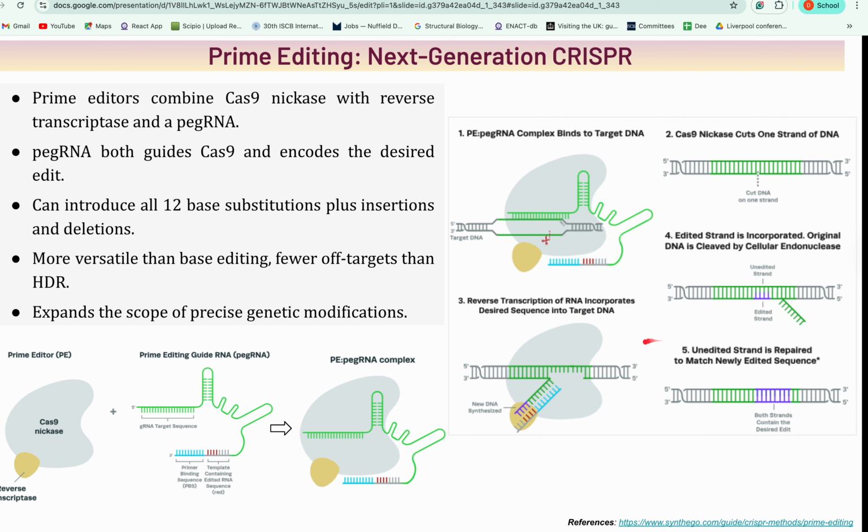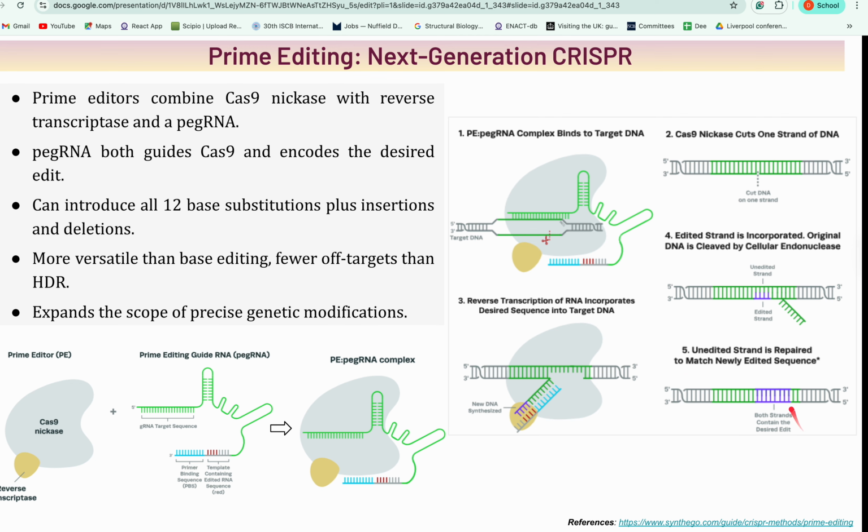So this is an example of how the Cas9 nickase cuts one strand of the DNA and then reverse transcription of the RNA incorporates the desired sequence into the target DNA. The edited strand is incorporated, the original DNA is cleaved by cellular endonucleases, and the unedited strand is repaired to match the newly edited sequence.